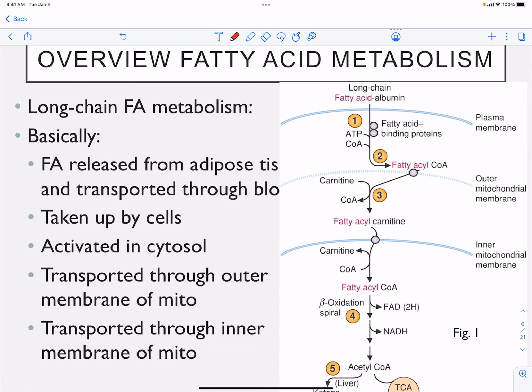All right, so now we released our fatty acids. They're released from the adipose tissue and transported through the blood via serum albumin. Remember, these fats are very hydrophobic, so they bind to serum albumin, which transports them through the body. Then they're going to be picked up by cells.